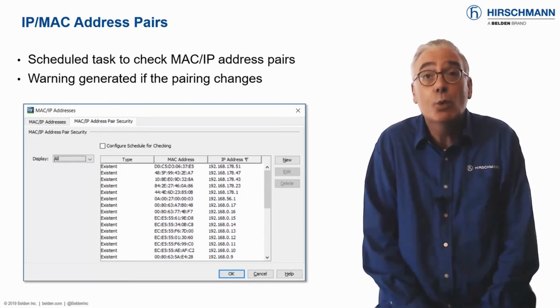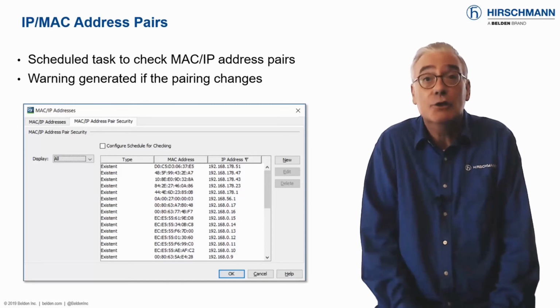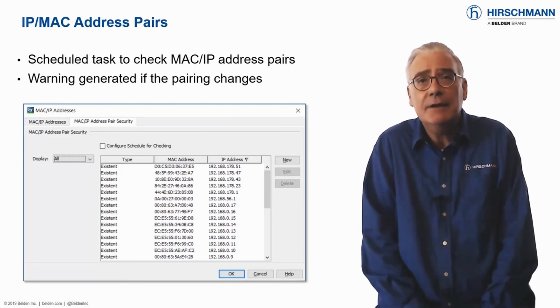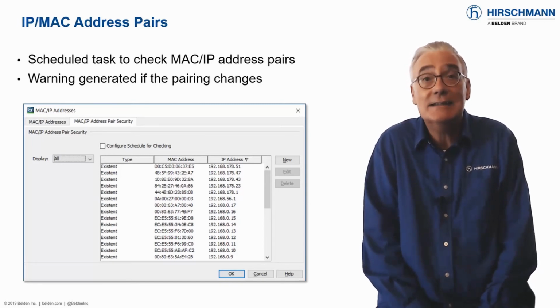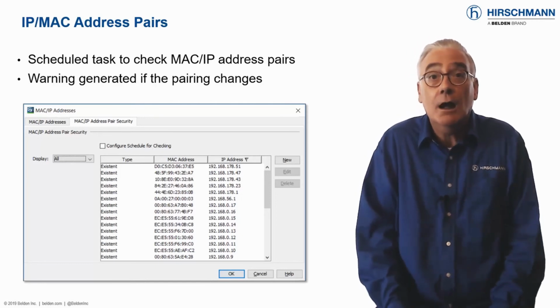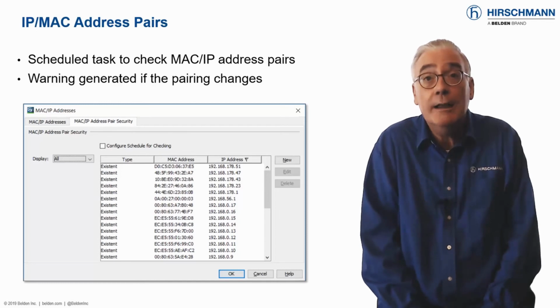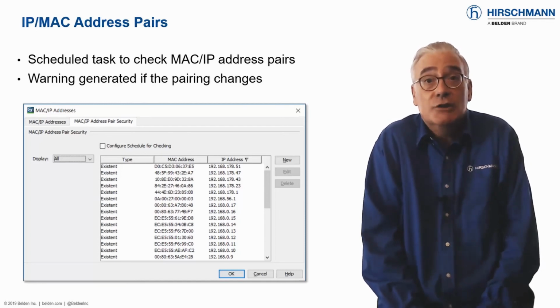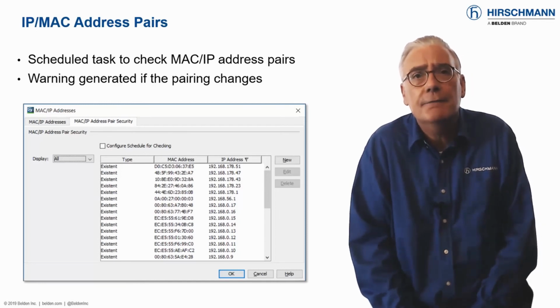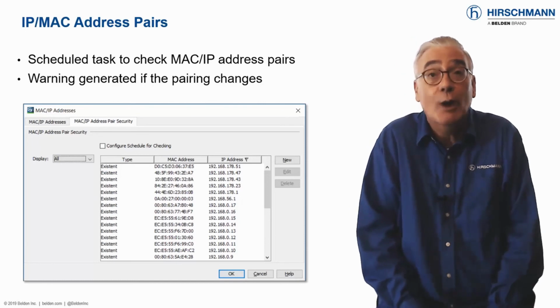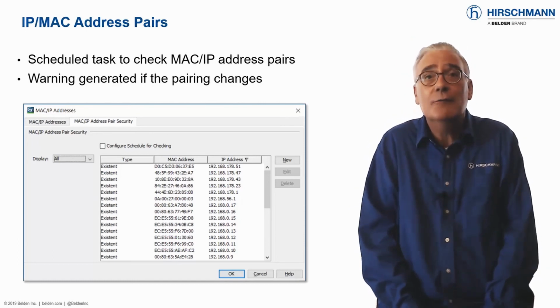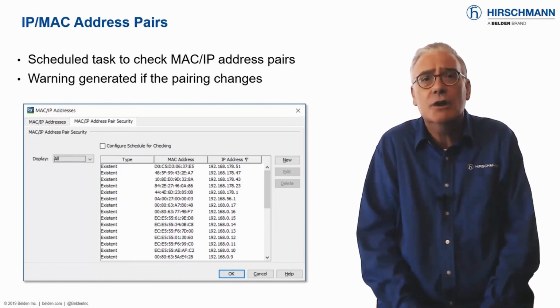Industrial HiVision can warn you if a MAC IP address pair changes, giving you the chance to investigate this possible security breach. Of course, there are legitimate reasons why MAC IP address pairs could change. For example, if data is being transmitted through a router. So you can fine-tune the function to avoid false alarms.